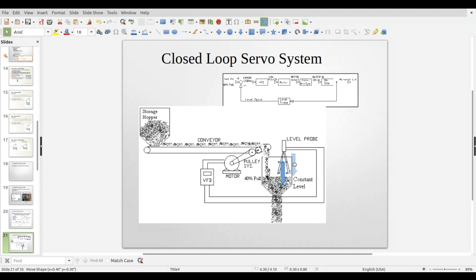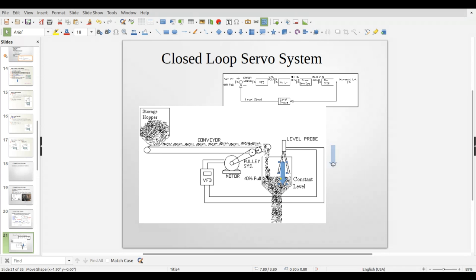So we want to maintain this constant level at what they're saying here, 40% full. And so we have the probe as our sensor, right? We have this level probe, which is our sensor or transducer, which, looks like, is sending down either an ultrasonic or laser signal down here to measure the height, and then sends our 4 to 20 milliamp signal over to a variable frequency drive.